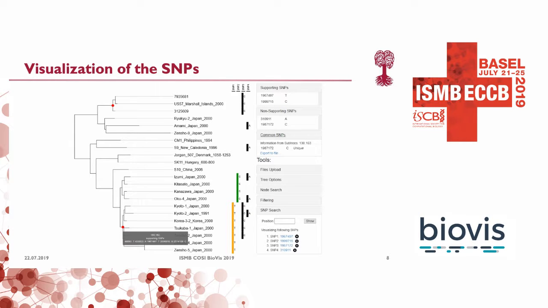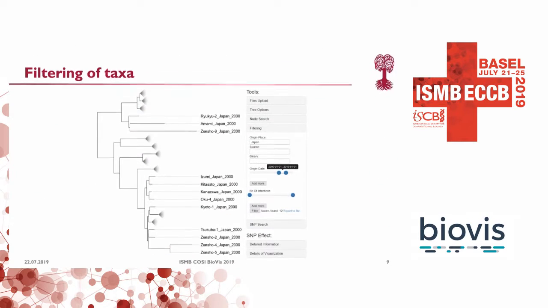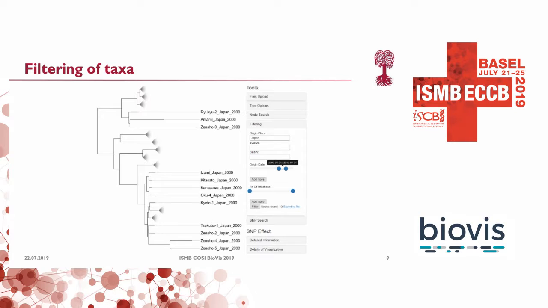Second feature I would like to present is the filtering of the taxa. If the user was able to upload further metadata of the taxa, he can also use the criteria to focus only on those taxa he's interested in. As we can see here, Evidente is able to collapse all of the taxa that do not fulfill the criteria so that the user can focus only on those taxa he's interested in.